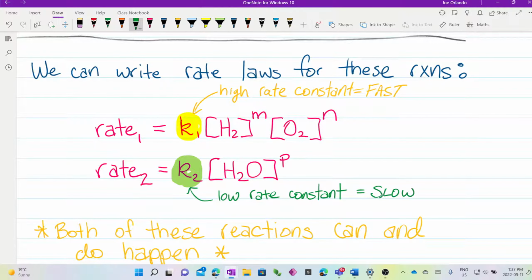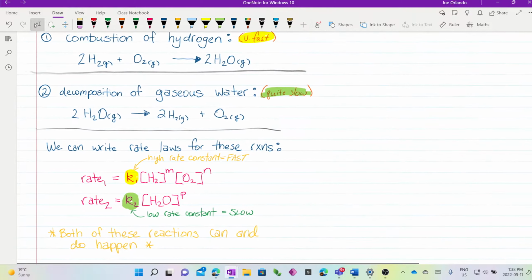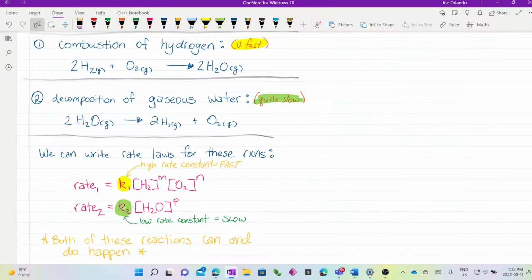All the same, if you leave these reactions alone together, they're both going to be happening, right? But we would expect this one to go faster than this one, right? Yep. Quite slow and very, very, very fast.